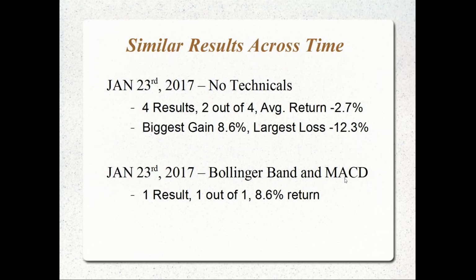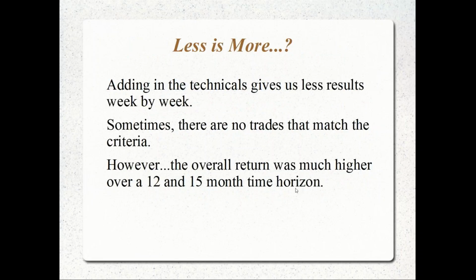But applying the Bollinger Band and the MACD took out the 12.3% loss and the other 1.6% loss. There was only 1 result. It's the same one that was in the other search for an 8.6% return. Okay, so is less more or more less?